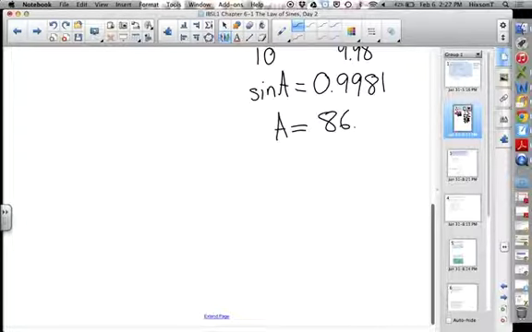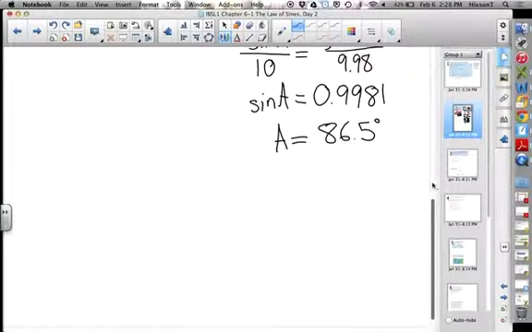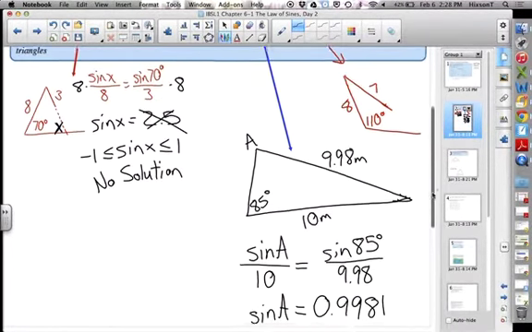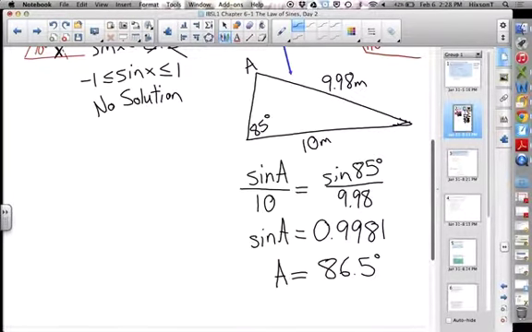86.46. So here's another rule. I told you I will always want you to give lengths in two decimal places. Angles will always round to one. So we'll make that 86.5 degrees. Is that reasonable given our drawing? Yes, that answer makes sense.